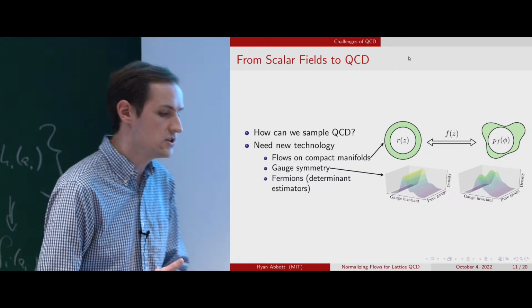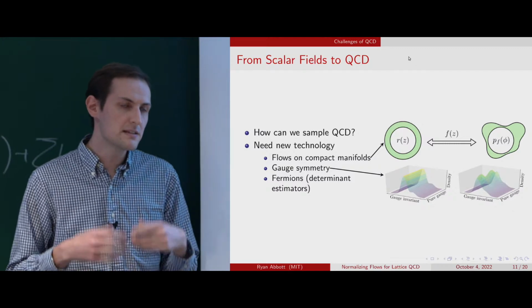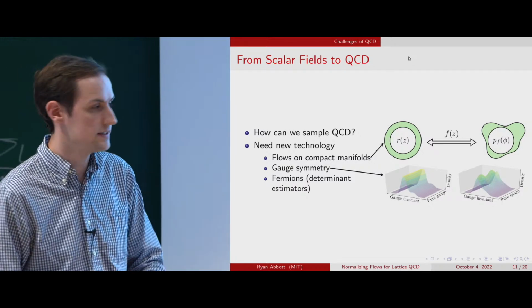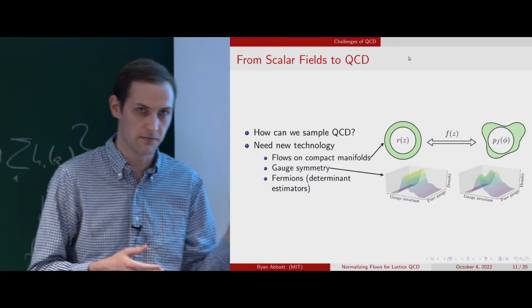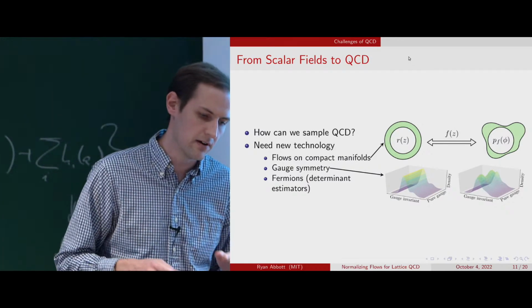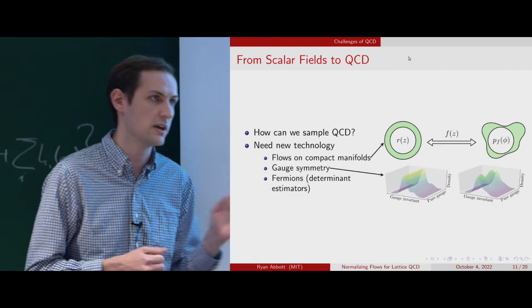The second point is this issue of gauge symmetry, which I'll get into more detail about in a moment. But this is a symmetry of the theory. And in theory, you could just ignore this entirely. You could just say, I don't want to worry about this symmetry and let the flow figure it out for itself. But it turns out that we found in practice, in order to have any chance of getting efficient flows, you really need to incorporate this symmetry exactly.